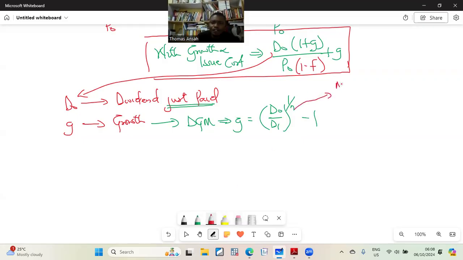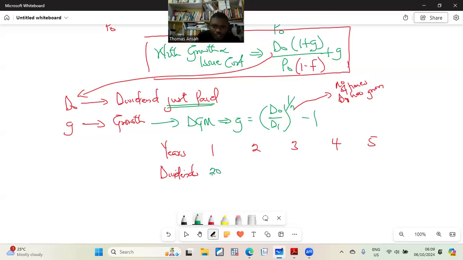This n is the number of times the dividend has grown. Since we paid dividend for the very first time, how many times has it grown? You have to be careful. Let's say I have years 1, 2, 3, 4, and 5, and these are my dividends. Let's say first year dividend is 20 cedis, second year 30 cedis, 40 cedis, 50 cedis, and 60 cedis.